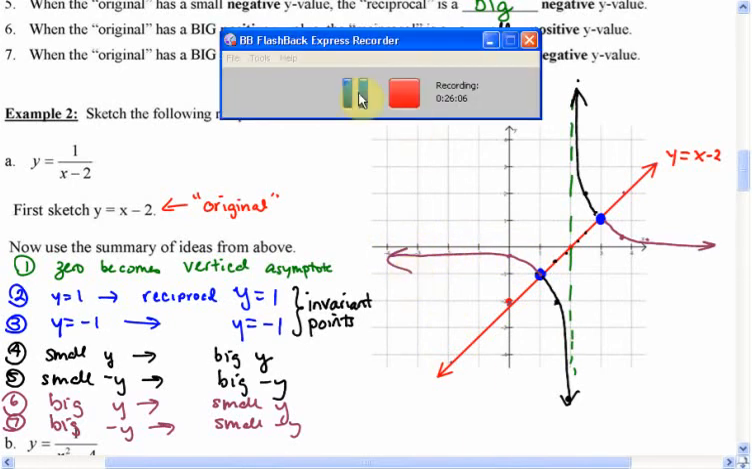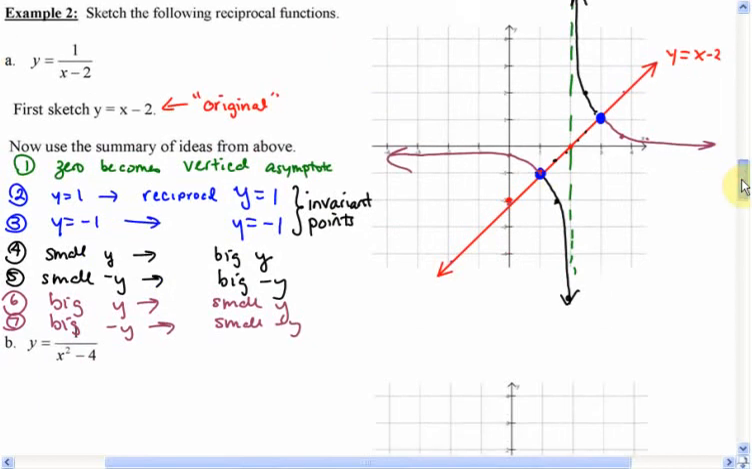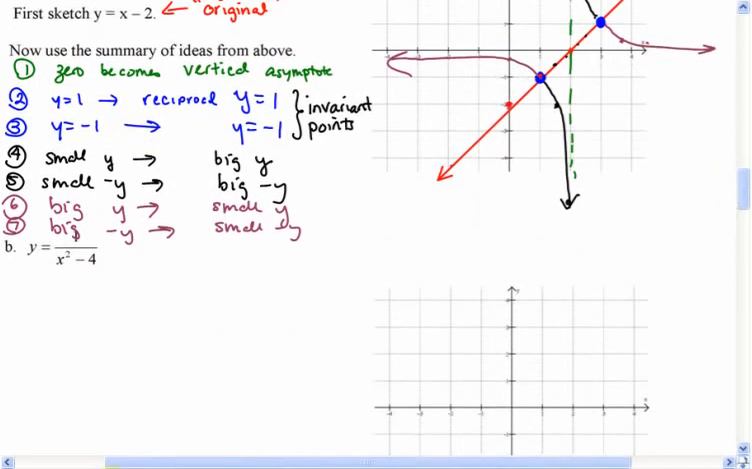There you have it. But you can. So the answer is still the same. So for number B, first of all, I'm going to ask you to sketch out what I call the original. So what is the original? Y equals 2x squared minus 4.